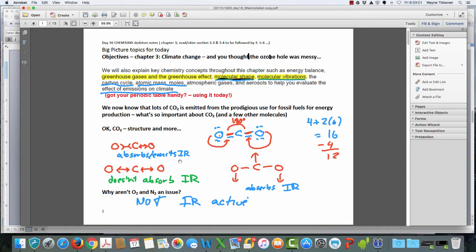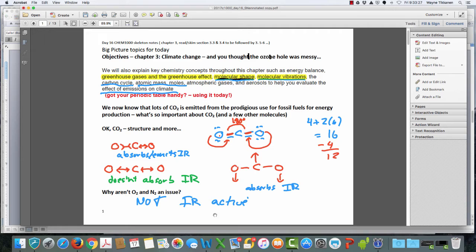There are two other vibrations which do absorb and emit infrared. One is this asymmetric vibration, where one bond gets shorter and the other bond gets longer. The other vibration we deal with is this bending. It makes the carbon-oxygen bond angle go from 180 to less than 180 degrees. So these two vibrations are why carbon dioxide is a greenhouse gas.